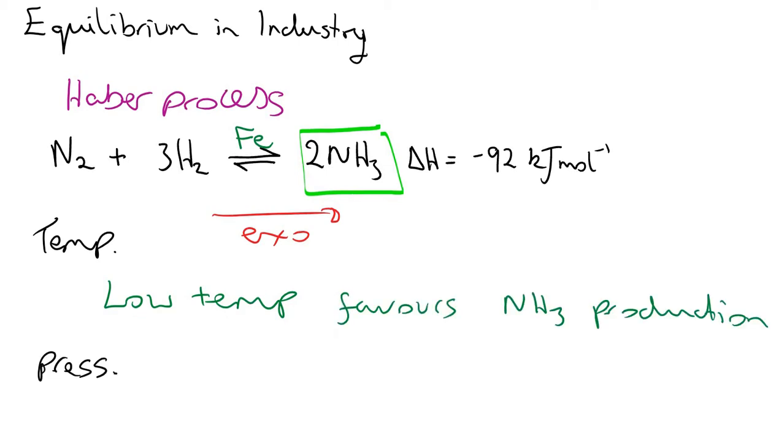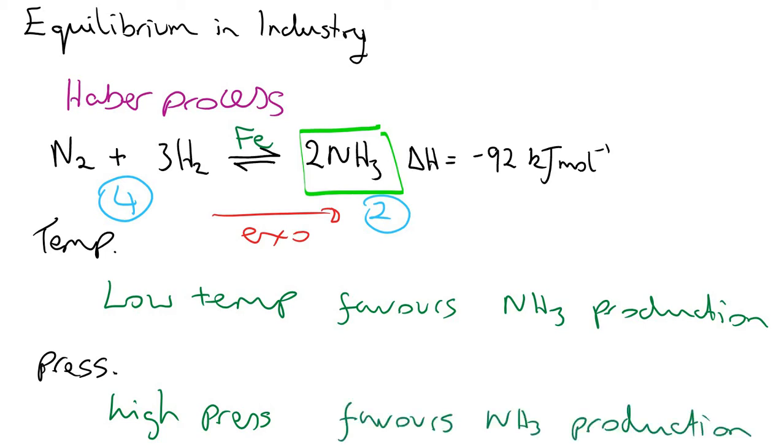ammonia production. So then in terms of pressure, we know that on the left hand side we've got 4 moles of gas particles. On the right hand side we've only got 2. So ideally for this system what we want is high pressure, because if we put a higher pressure upon this system, the system tries to reduce the pressure by favouring the reaction that produces the fewest number of particles. So it will favour the forward reaction here.